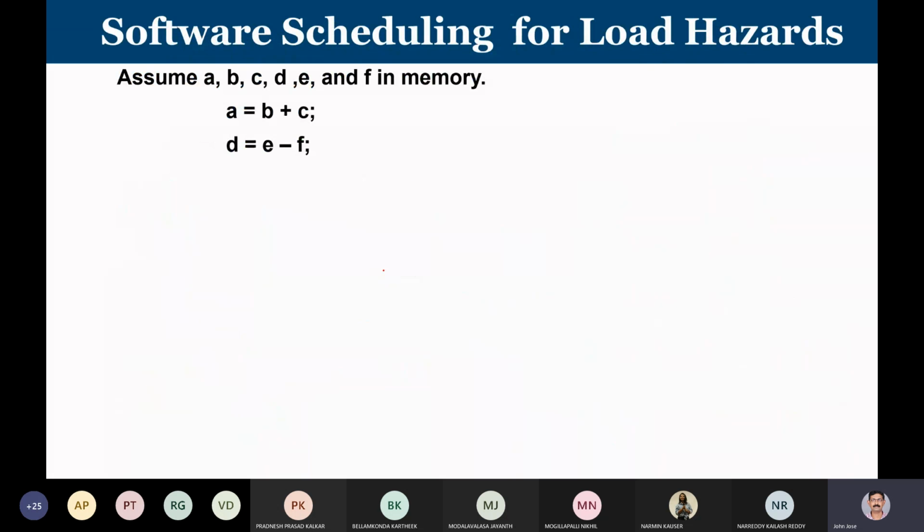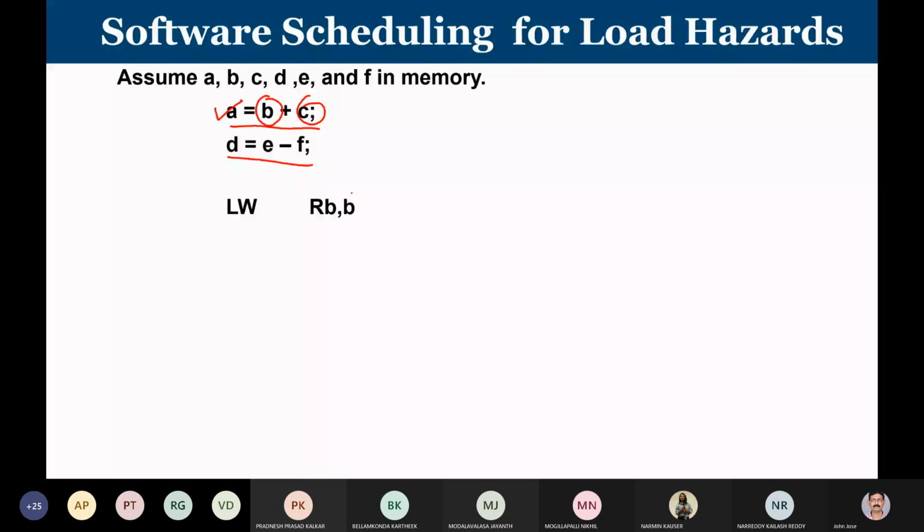So assume a high-level language construct that is being given. This is a very common statement that you might have used in C or C++. A equal to B plus C and D equal to E minus F. Imagine all of them are integer variables. And let us see how these values look like. So what I basically want is, since it is a RISC architecture, in order to perform this operation A equal to B plus C, I want to bring the operands B and C into registers. So let me bring them.